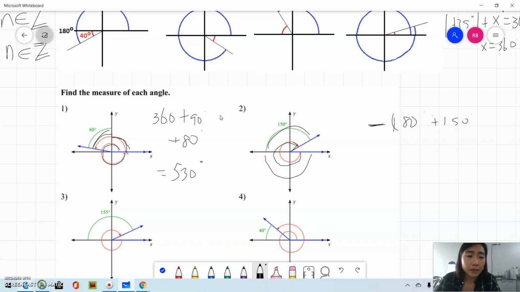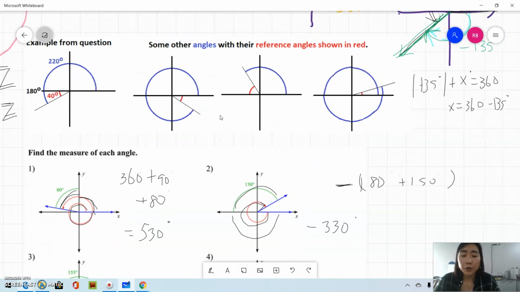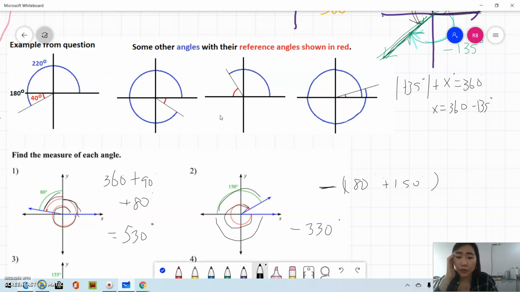So when you add them up, it will give me negative 330 degrees as an answer. Okay? Alright, so that's coterminal angle, and I told you that we are going to also learn about reference angle, right? A reference angle is very, very important because it allows you to do trigonometry in an easier way in algebra.